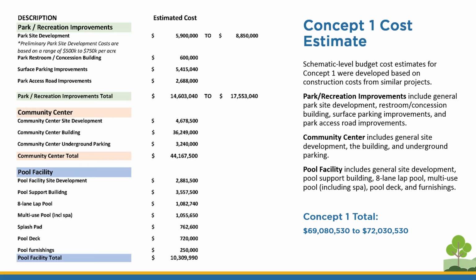The community center cost estimate includes general site development, the building itself, and underground parking. The aquatic center cost estimate includes general site development, the pool support building, an 8-lane lap pool, a multi-use pool, a spa, the pool deck, and all the site furnishings. Concept 1 is estimated to range between $69 million and $72 million.